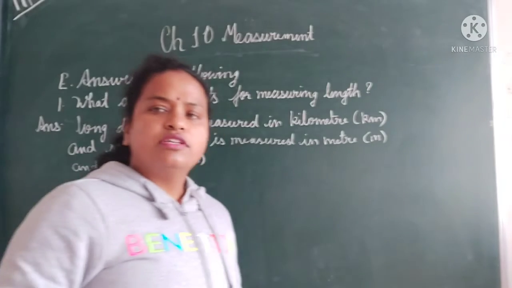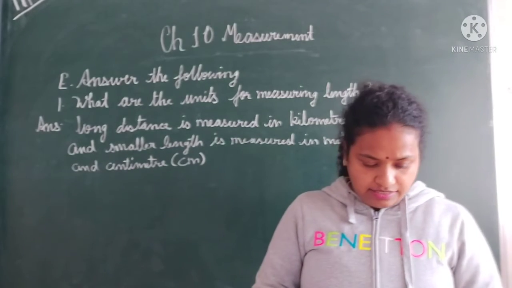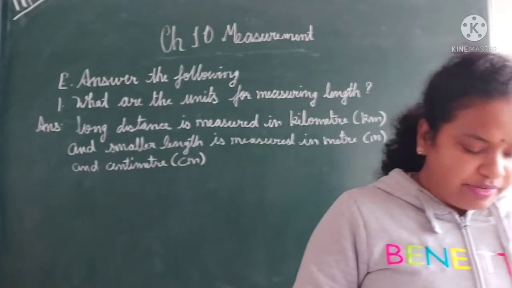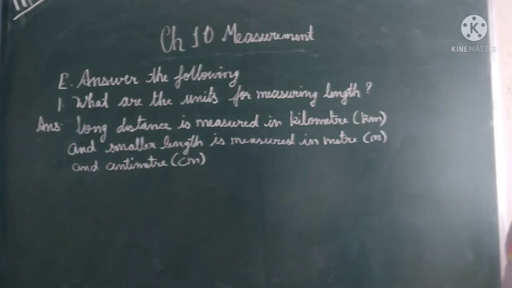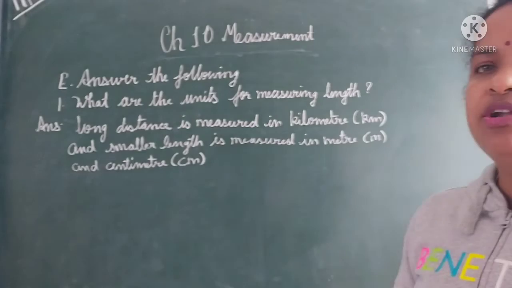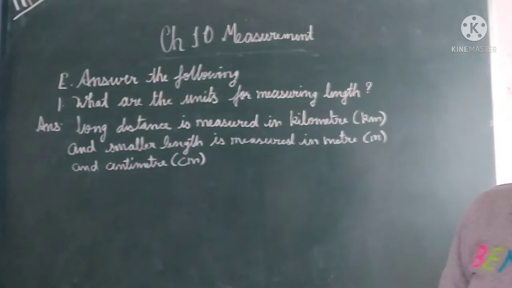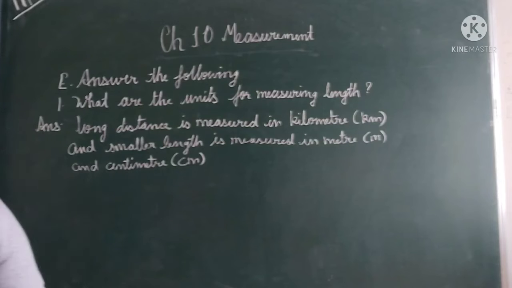Now, what is question number 1? What are the units for measuring length? Long distance is measured in kilometer, that is km, and smaller distance is measured in meter and centimeter. Okay. Now, question number 2.